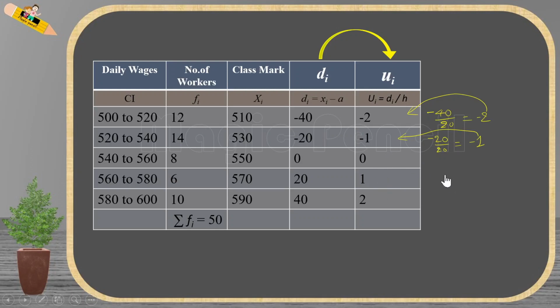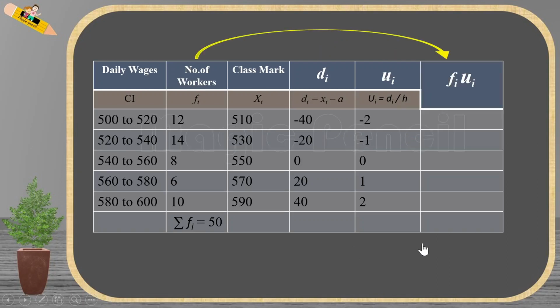Here, you might be getting doubt how to calculate height of the class. See here, this is the class interval 500 to 520. So if you subtract 520 minus 500, you will get 20. So this 20 is the height of the class.